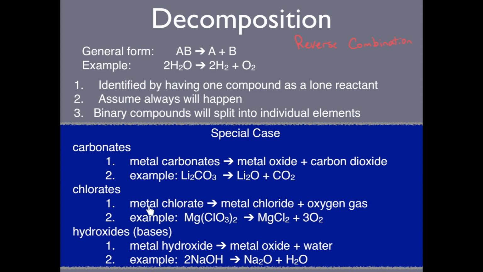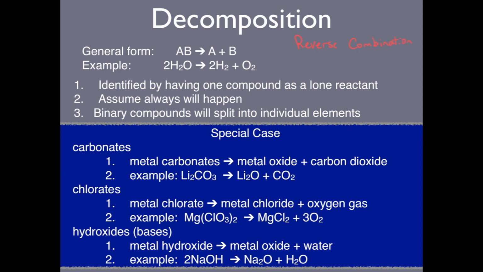The next one, the metal chlorate, is going to break down into metal chloride and oxygen gas. Now this is different than the decomposition of the carbonate. Both of these contain oxygen in the polyatomic ion, but they do not decompose in the same manner. Pay close attention. A chlorate will break up into the metal chloride, balancing the charges here between magnesium and chlorine, and oxygen gas.